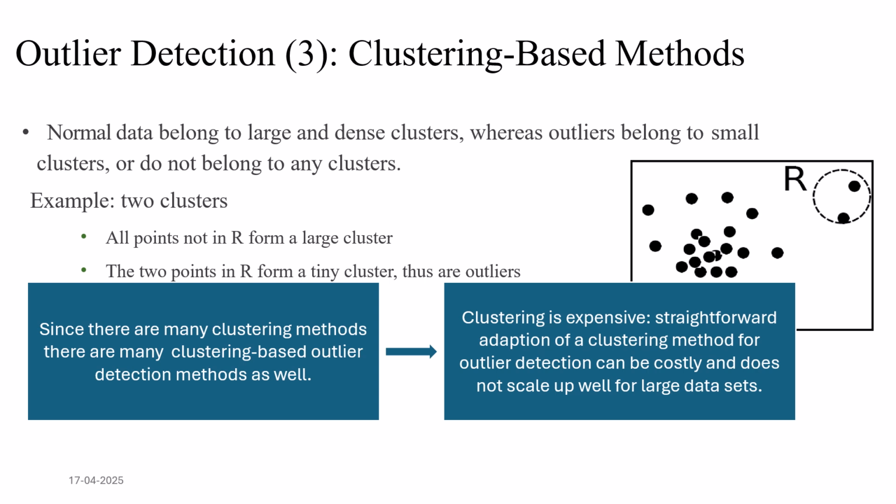There are many clustering methods available. Therefore, there are many clustering-based outlier detection methods also available. Clustering is an expensive data mining operation. A straightforward adaptation of a clustering method for outlier detection is very costly and thus does not scale up well for large data sets.